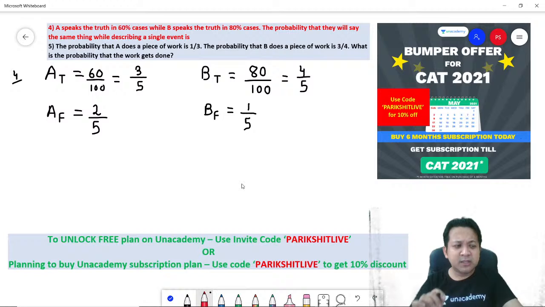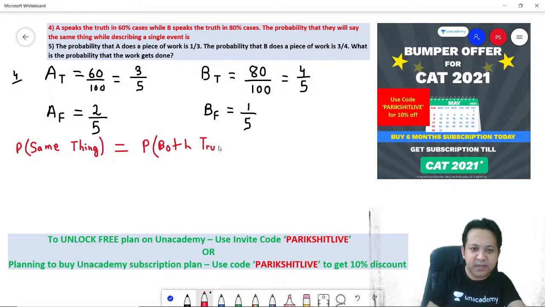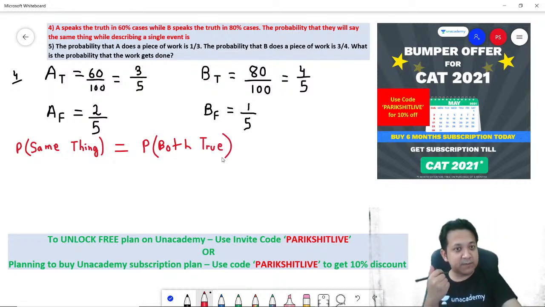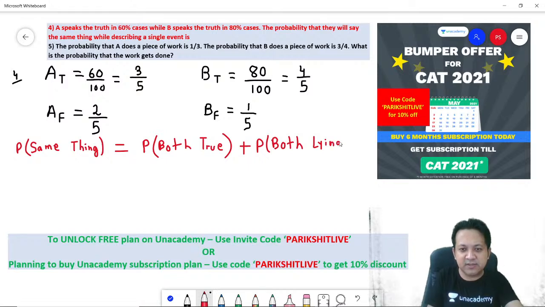Okay. Now let's look at the question. What is the question they're asking? The probability that they will say the same thing while describing a single event. So the probability of saying the same thing. Can I say it is the probability of both speaking the truth? In that case, both of them will say the same thing. Or the other scenario, which most of you will forget, is the probability that both are lying. Do you agree on this?